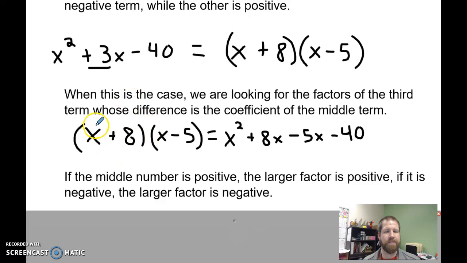Because in this case, I've got my x times x, gives me x squared, and then I've got my x times negative 5, and my positive 8 times x. So that's going to give me a greater positive value of x than negative value, which means the result is going to be positive. Okay?